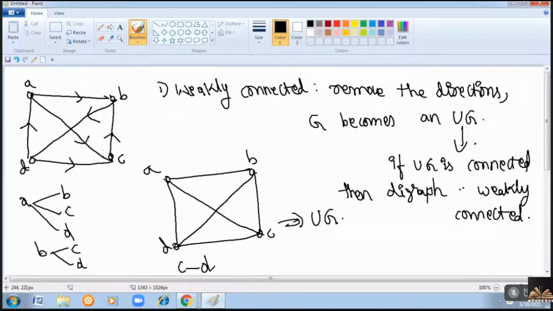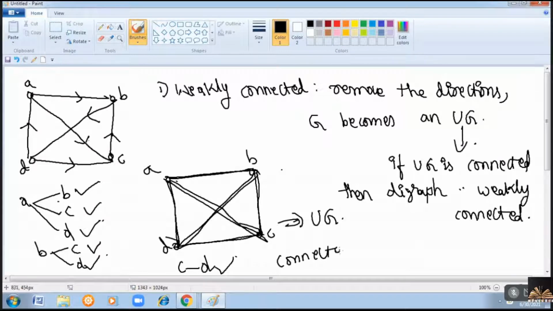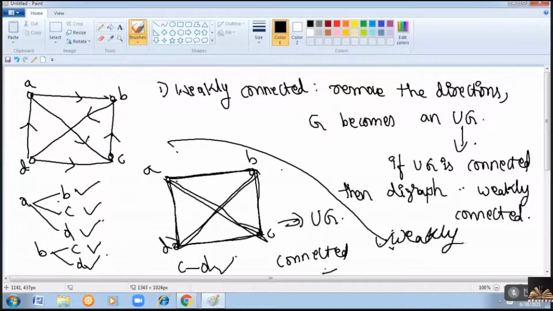Right? So when you observe this graph, from A, I can reach B. From A, I can reach C. From A, I can reach D. From B, I can reach C. From B, I can reach D. From C, I can reach D. Right? So now this undirected graph has become a connected graph. Therefore, the given directed graph is weakly connected.